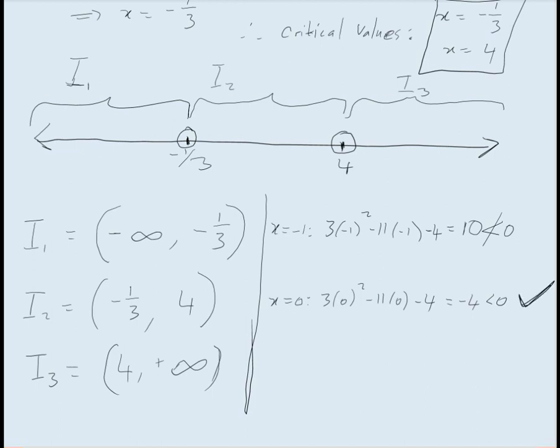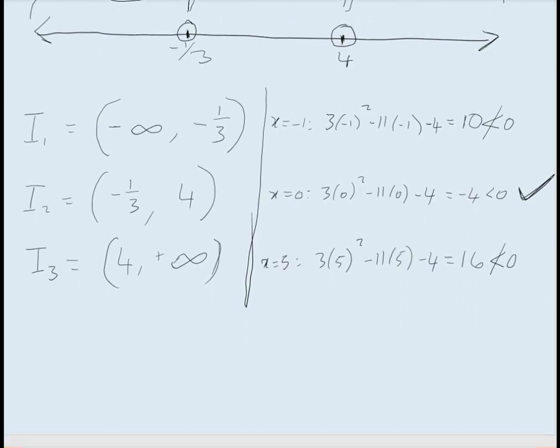And for good measure, let's do one from I3. I'll just pick the number 5. Let's see what we have here. 3 times 5 squared minus 11 times 5 minus 4. 5 squared is 25. 3 times 25 is 75. 75 minus 55 is 20, because 11 times 5 is 55. 20 minus 4 is 16. Is this less than 0? No, it is not less than 0. So I3 is also not valid. So only I2 is valid.